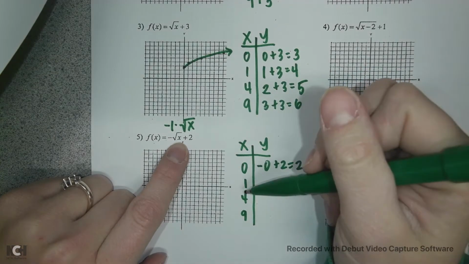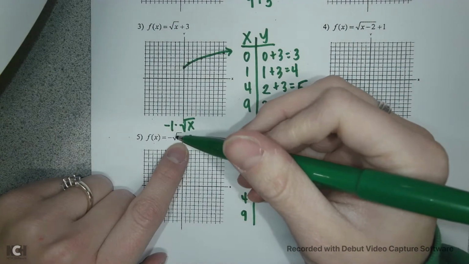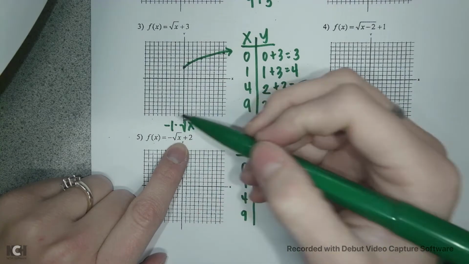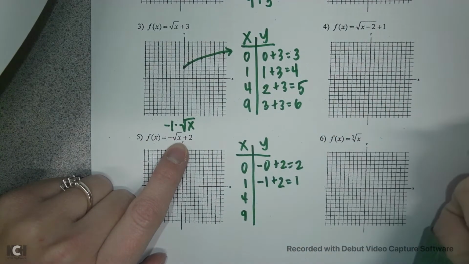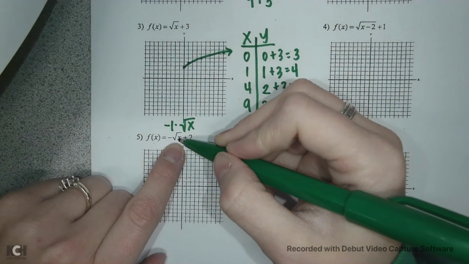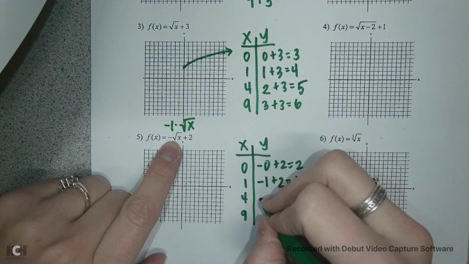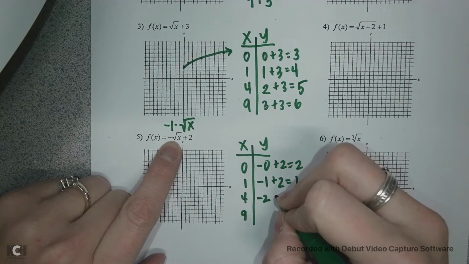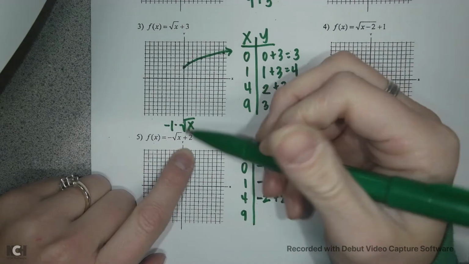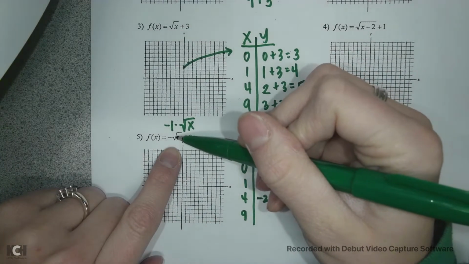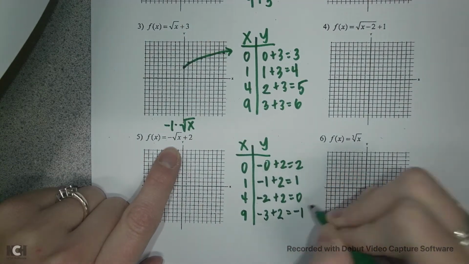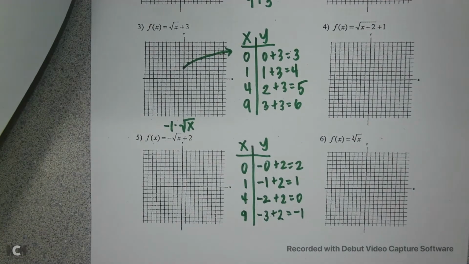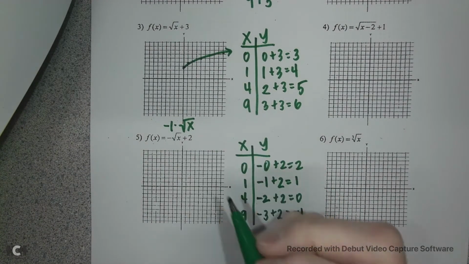Okay, so then the square root of 1 is 1 times negative 1 is negative 1 plus 2 is 1. Then the square root of 4 is 2 times negative 1 is negative 2 plus 2 is 0. Then the square root of 9 is 3 times negative 1 is negative 3 plus 2 is negative 1. So these are my new ordered pairs.